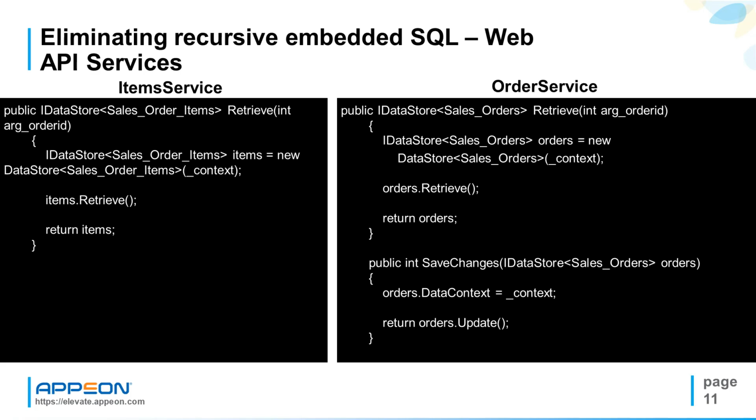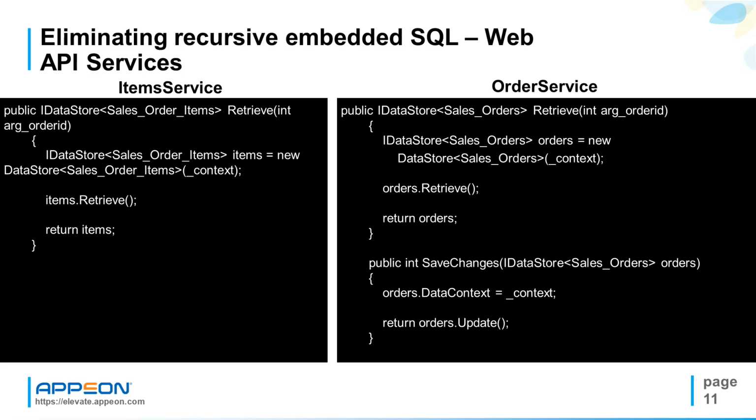That was the first retrieval of this data window. So now let's take a look at the second one. You see order service on the right. So we have 2 methods right there. One is for the retrieval method. It's accepting an argument, the order ID, which is an integer, sets up a data store and passes in the data context, retrieves the data store, and then returns it. So that's very simple, right?